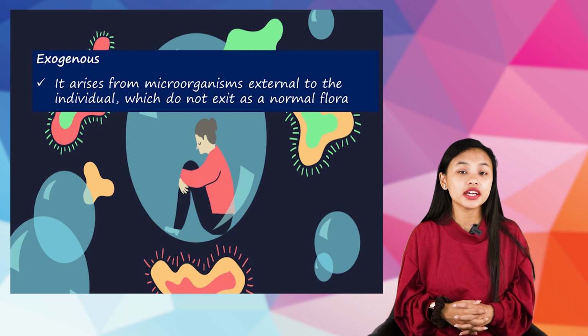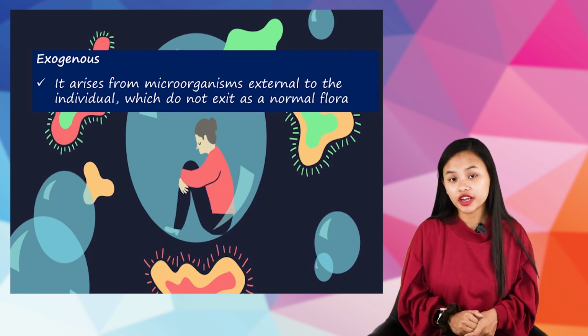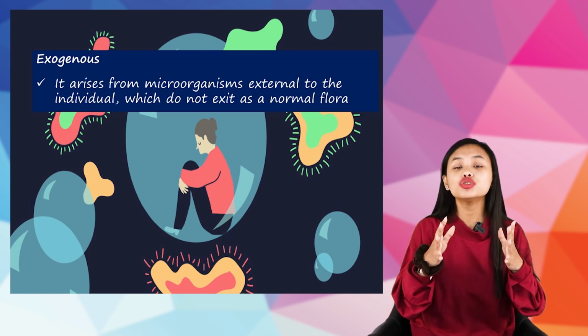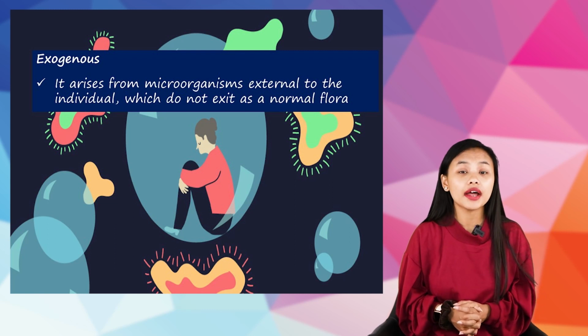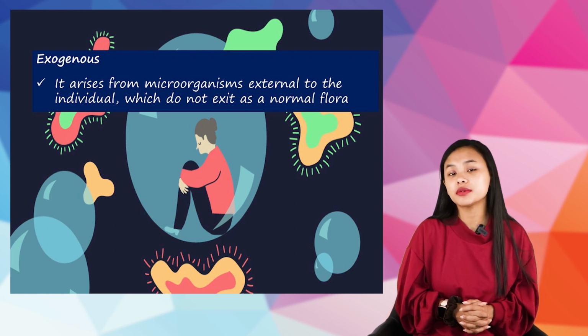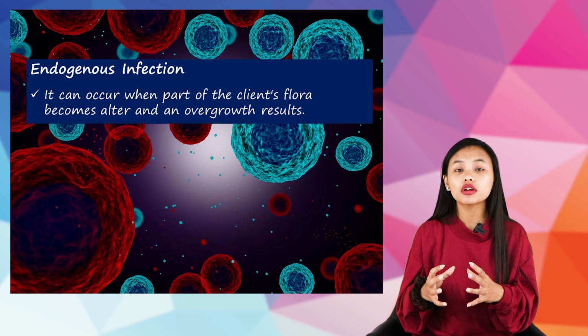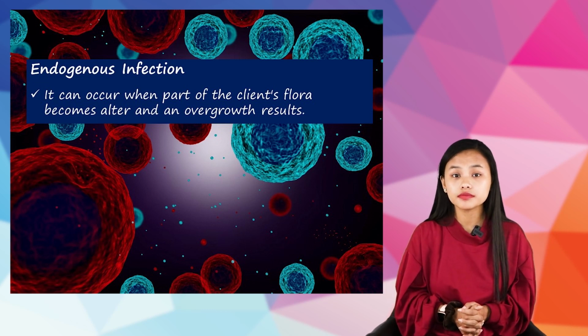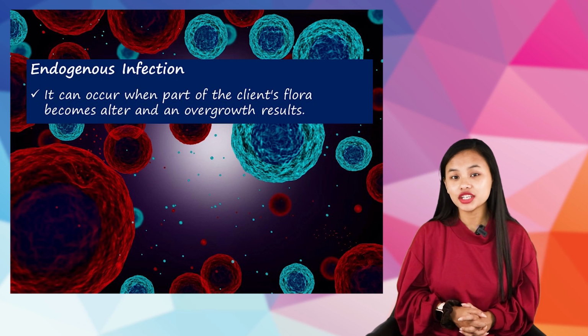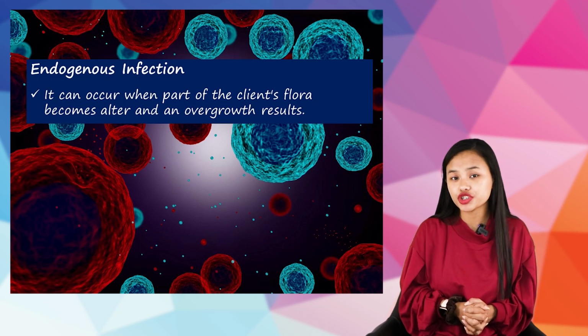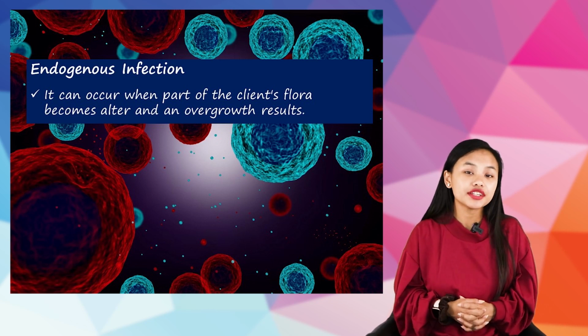And the second one is the exogenous. This is a nosocomial infection which arises from microorganisms external to the individual which do not exist as normal flora. The most common example for this is Clostridium tetani. And the third one, which is the endogenous infection, can occur when a part of the client's flora becomes altered, and this can lead to an overgrowth. The most common examples for this are infections caused by enterococci, yeast, etc. So these are the three types of nosocomial infection.